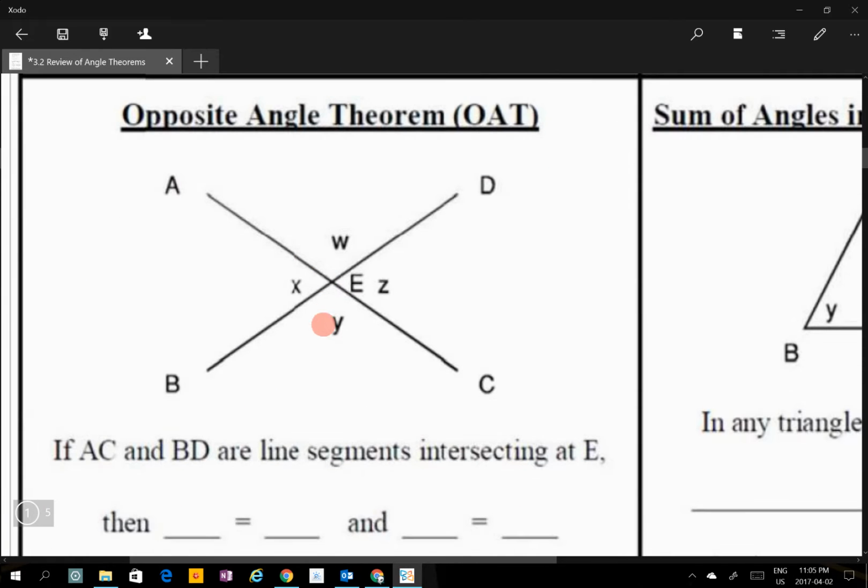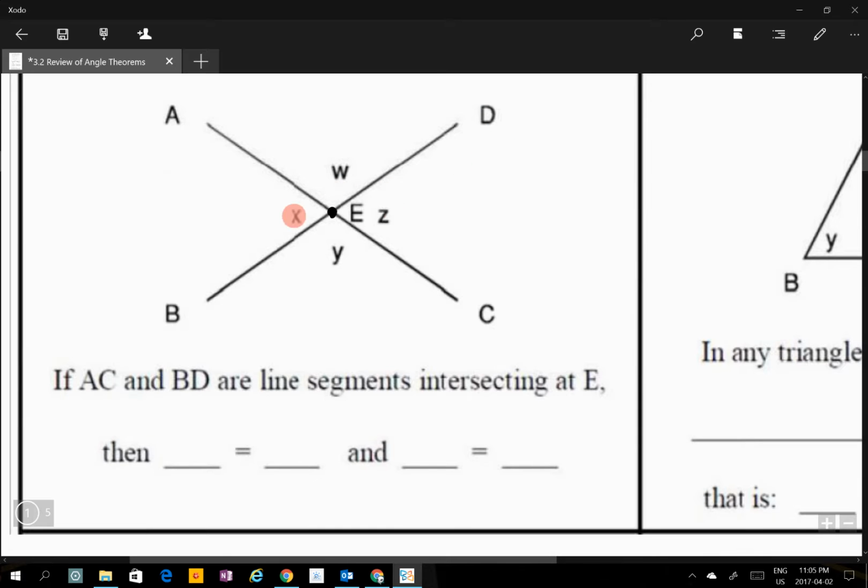Opposite angle theorem. If AC and BD are line segments intersecting at this middle point E, then we have a case of opposite angles here. X equals Z and W equals Y.